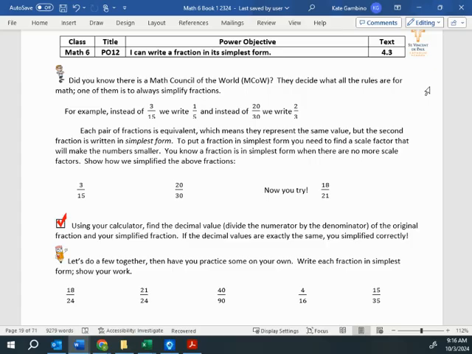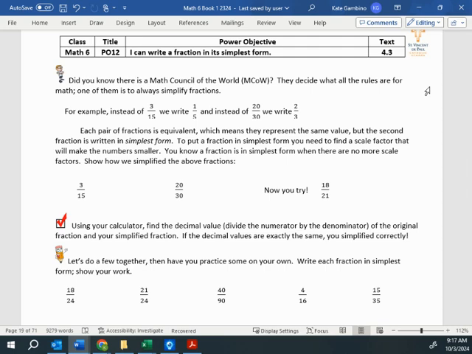So did you know there's a Math Council of the World, the MCO? Do you think Mr. Schultz is telling us the truth? Do you think there's really an MCO? I think Mr. Schultz is pulling our leg. He likes to be silly. But he thinks that they decide what all the rules are for math.